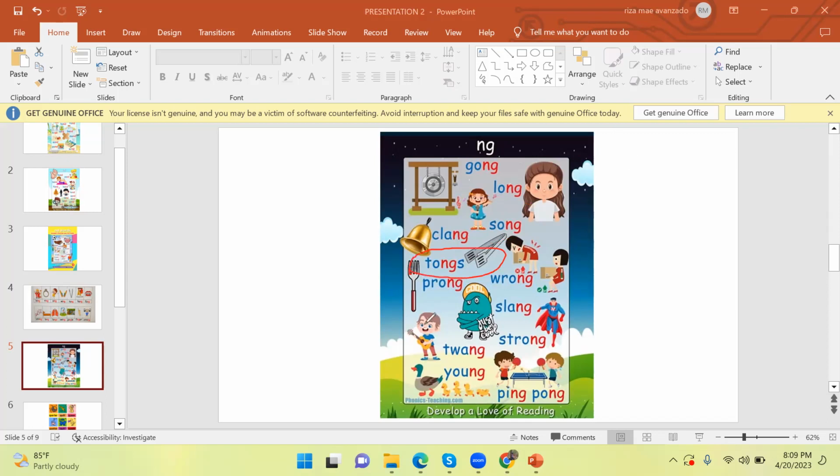Tong. Very good. This one. Songs. Very good. How about this one? Wrong. Very good. This one. Slang. Very good. How about this one? Strong. Very good. This one.